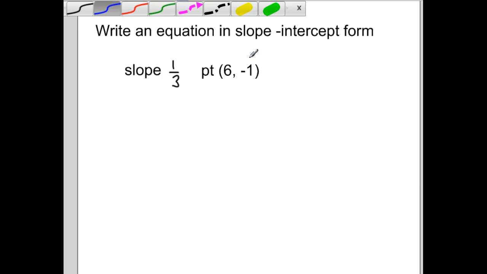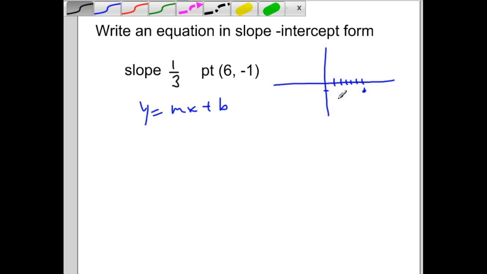So once again, what is the slope-intercept form when you have a slope of 1/3, but you don't know the y-intercept? You just know a point that is on the line. Here's a picture of it. Again, 1, 2, 3, 4, 5, 6, and let's say this is negative 1. So 6, negative 1 would be right here. You have a slope of 1/3. Rise 1, run 3. Rise 1, 1, 2, 3. It would be right here. Rise 1, 1, 2, 3. Right there, and so forth.